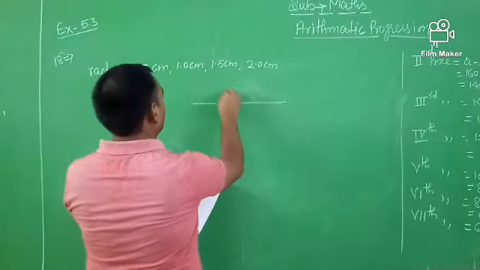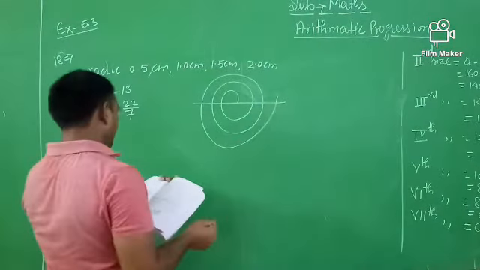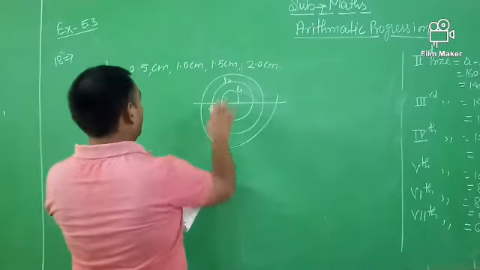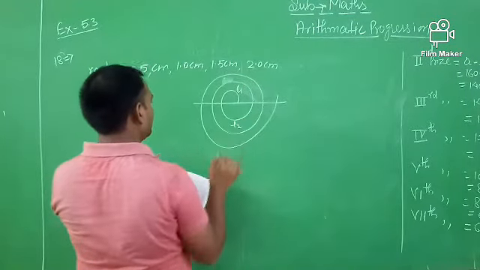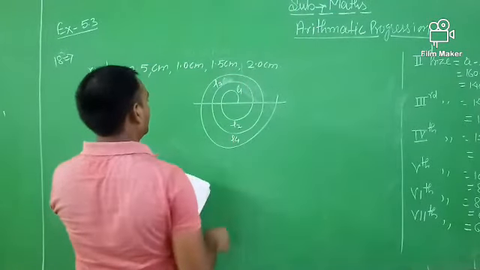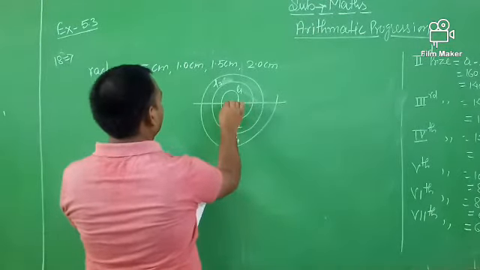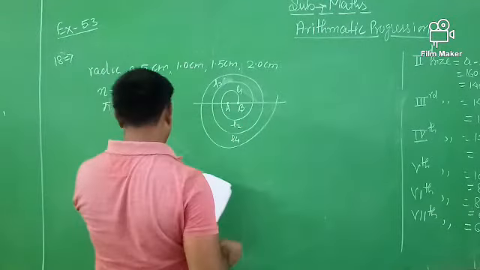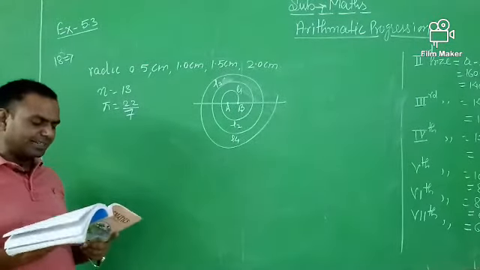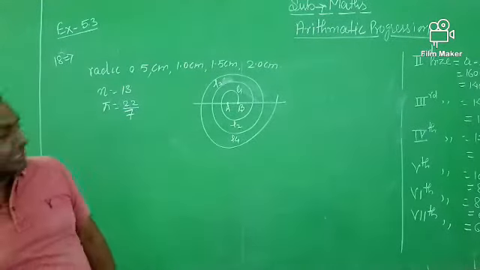This is L1, this is L2, because it is a half semicircle. Then this is L3 and then this is L4. This is the point B and this is the point A. The lengths of the successive semicircles L1, L2, L3 have centers at A and B respectively. So all of you see the question and the figure.